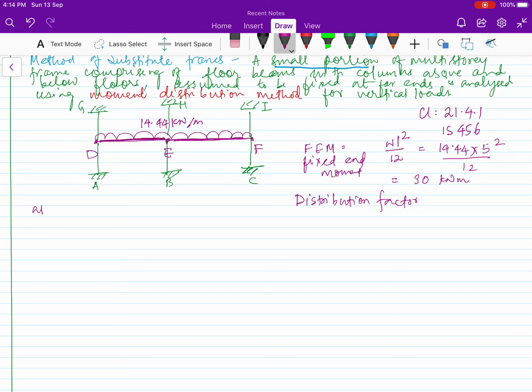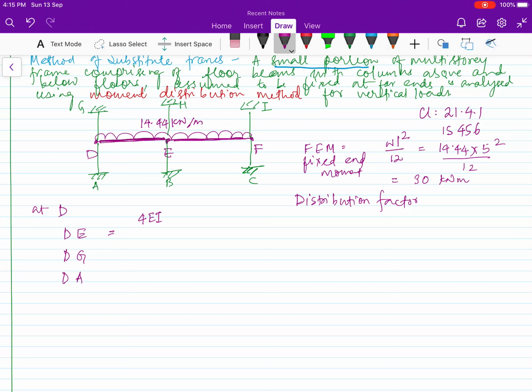So at D we have 3 members. One is DE, the beam, and the column above DG and column below DA. So this distribution factor will be same as what will be at point F. So I'll calculate one of this at DE. So your stiffness will be 4EI by L.